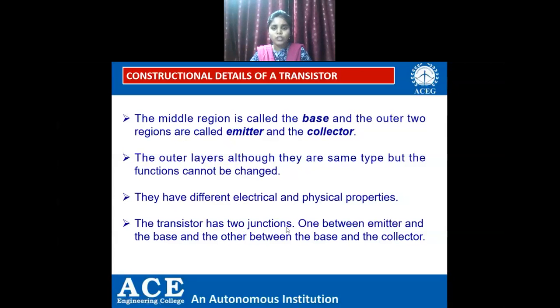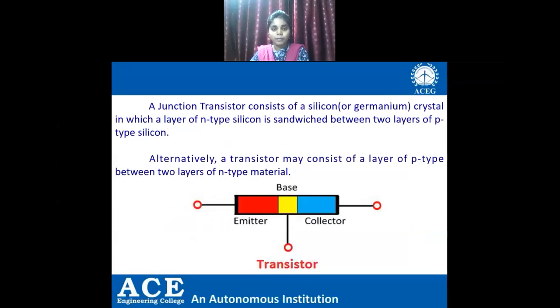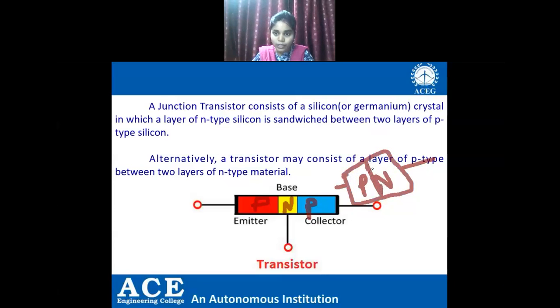The transistor has two junctions, one between emitter and the base and the other between the base and the collector. Right. Let us move on to the previous slide. Right. Here what we have, P-type, and this is N and this is P. Recollect our PN junction diode. What is a PN junction diode? Just recollect it once. You brought two materials, one of P-type and one of N-type, together, right? Now when you brought these together, what happened between N and P? One junction is formed. Clear?